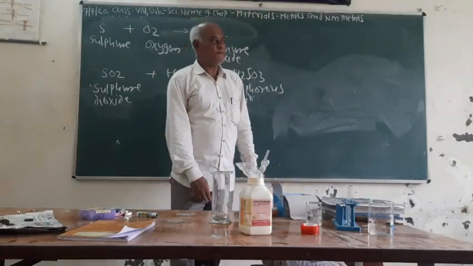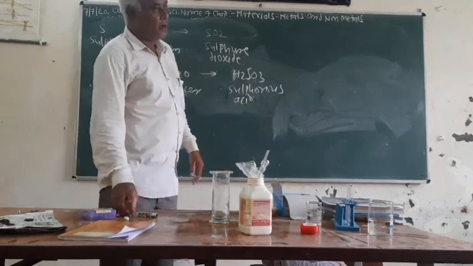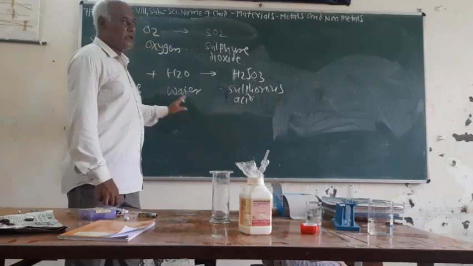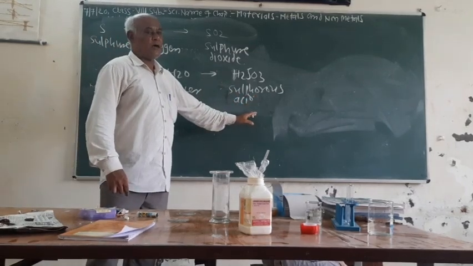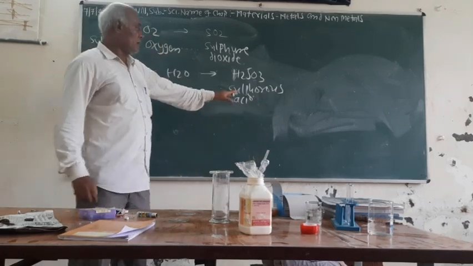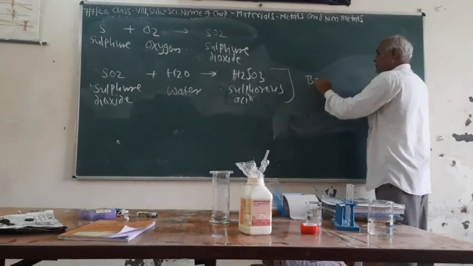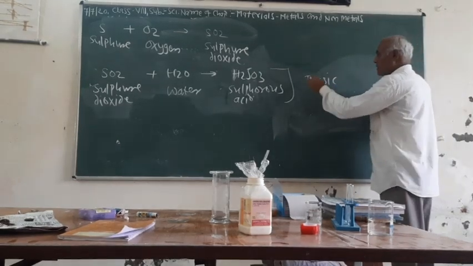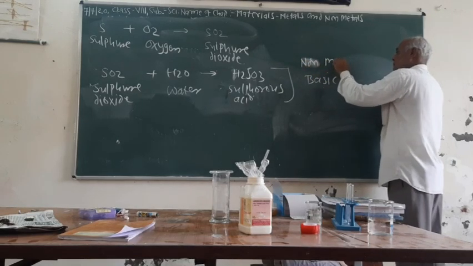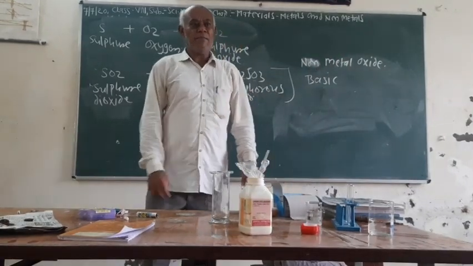If we dip red litmus paper in the solution, it remains red in color. Therefore, no change on the red litmus paper, but if we dip blue color litmus paper in the solution of sulfur dioxide gas and water, that is sulfurous acid, it turns from blue into red color. This indicates that the chemical nature of this is acidic, and this is obtained from non-metal oxide. This way, all non-metal oxides are acidic in nature.